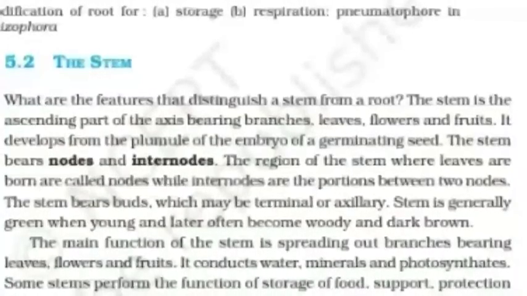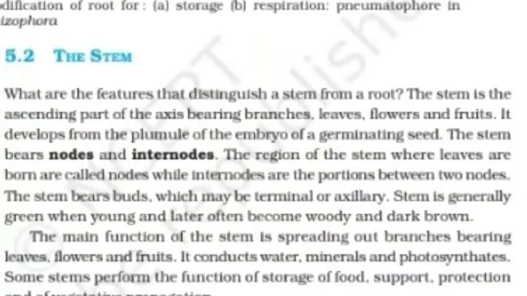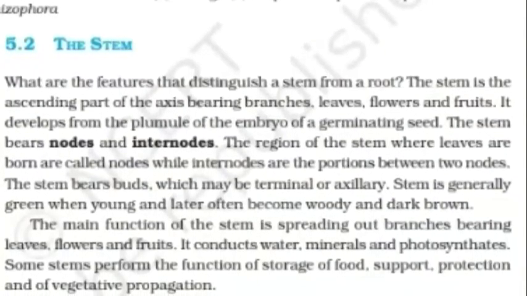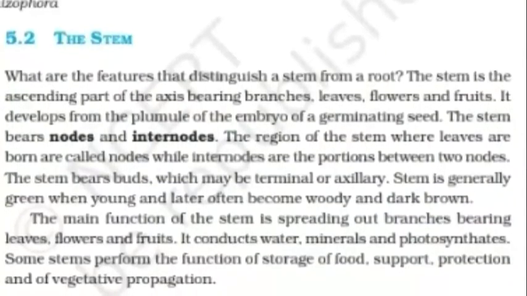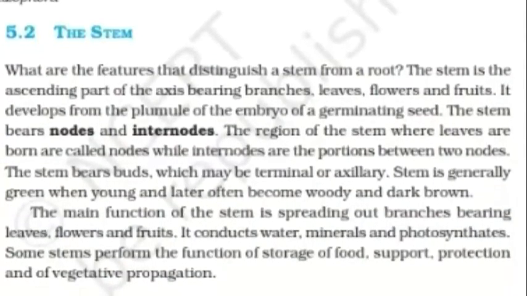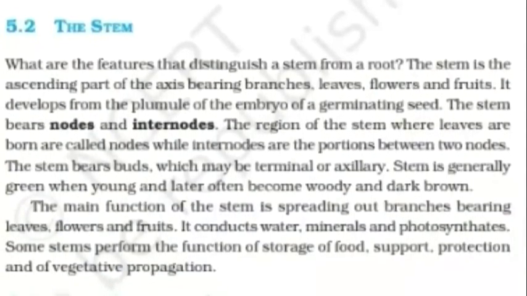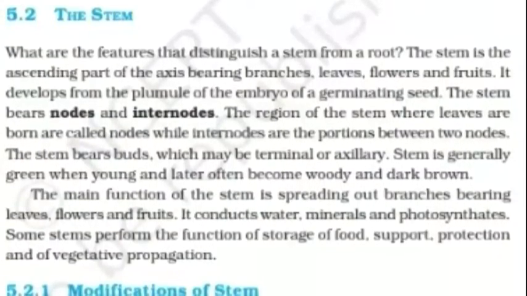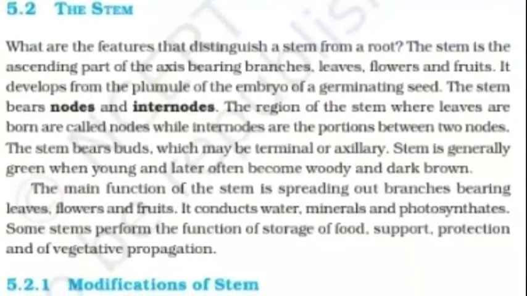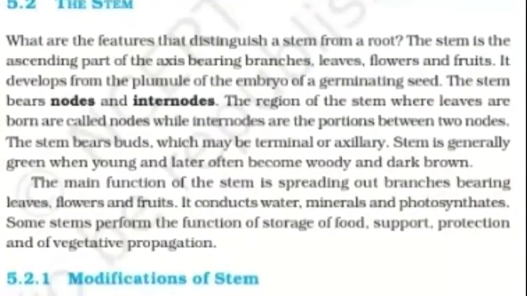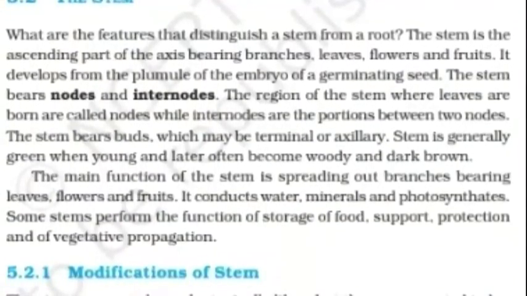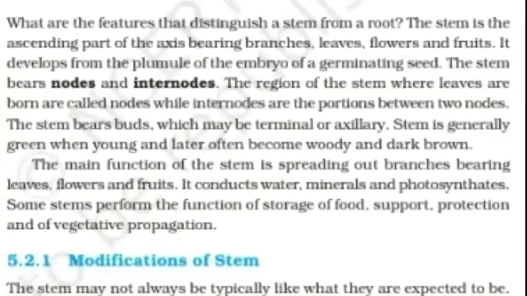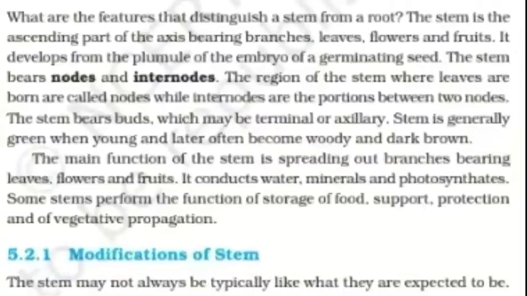The stem. What are the features that distinguish a stem from a root? The stem is the ascending part of the axis bearing branches and leaves. It develops from the plumule of the embryo of a germinating seed. The stem bears nodes and internodes. The regions of the stem where leaves are borne are called nodes, while internodes are the portions between two nodes.